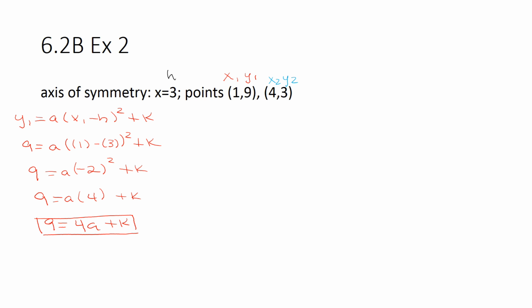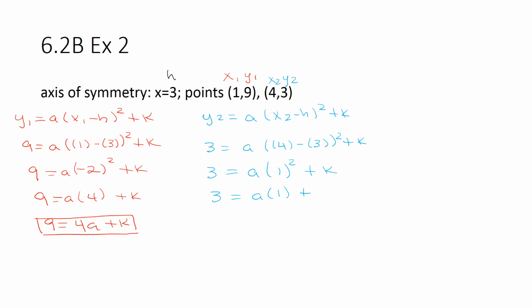So then we do our second one. y2 is equal to a times x2 minus h squared plus k. Plug in our values. x2 is 4, minus h is 3. No double negatives that we have to worry about. 3 is equal to a times 4 minus 3 is 1 squared. 1 squared is 1. Write it pretty. Move that 1 to the front, doesn't really make a difference. Right? And here are our two equations that we have.